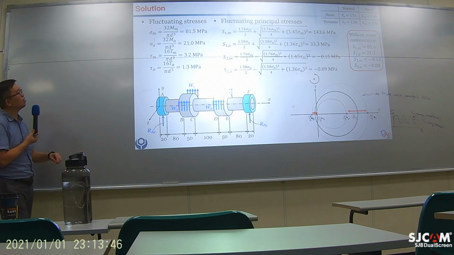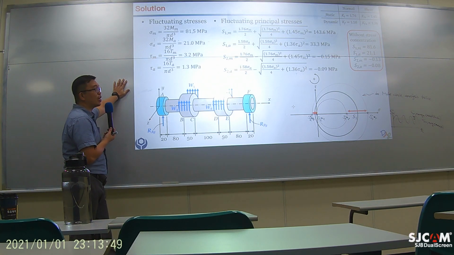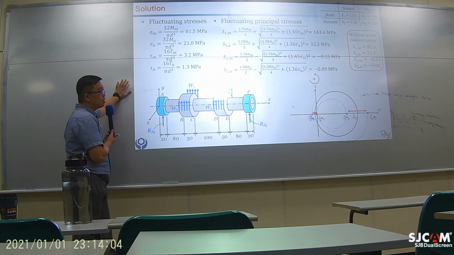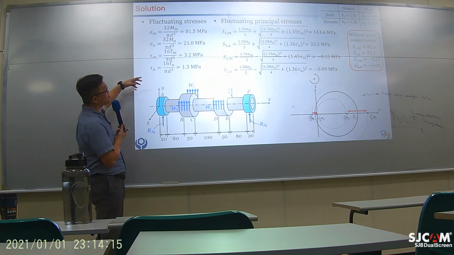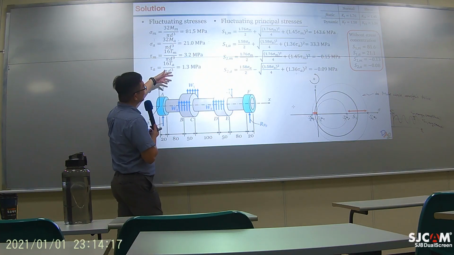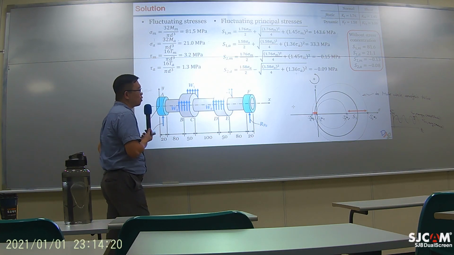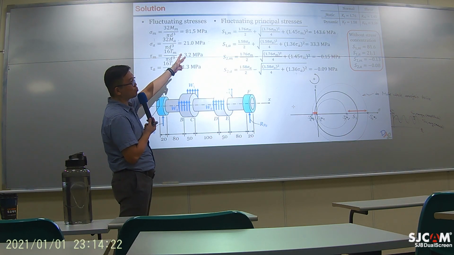So here, when you plug in for the normal stress and the shearing stress, you plug in the same equation, but now you already use the mean value and the amplitude value to plug in. So you have a mean normal stress, amplitude normal stress, mean shearing stress, and amplitude shearing stress. So you have those four values. Now you use those values to compute the principal stresses. Then you directly just plug in.